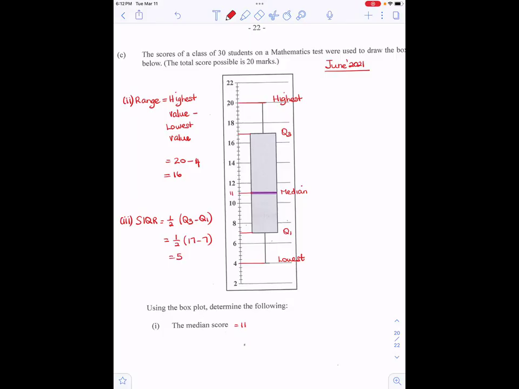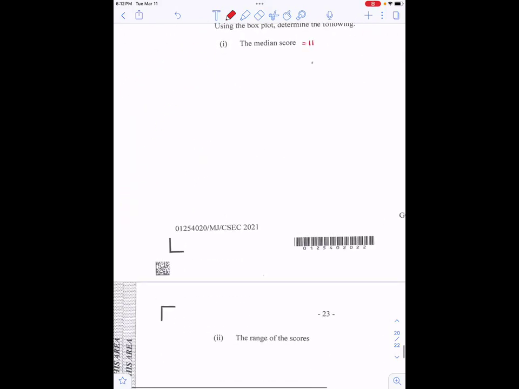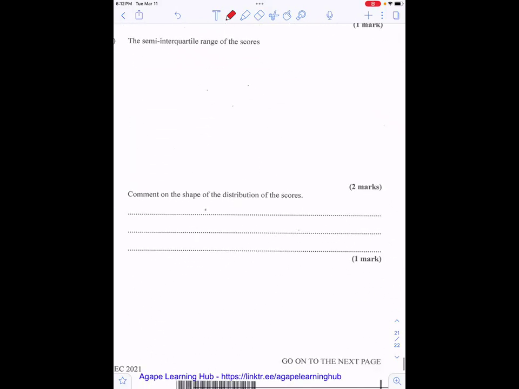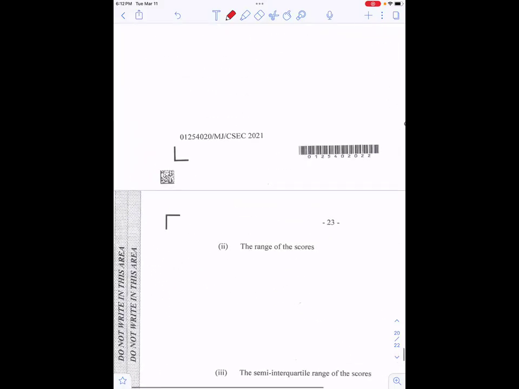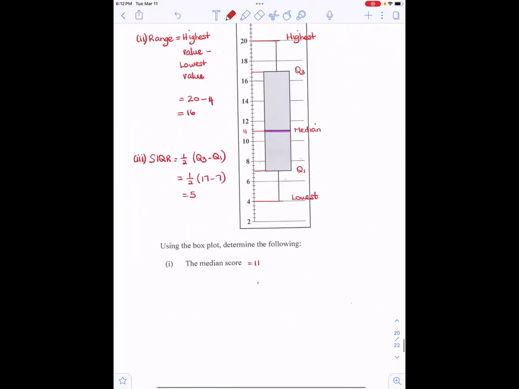Did you all get that answer? 17 minus 7 divided by 2, which is 5. Yes, sir. No problem. So there we go. Comment on the shape of the distribution of the scores. So we want to comment on the distribution of the scores. So work out for me Q3 minus Q2 and Q2 minus Q1. Work out that for me.